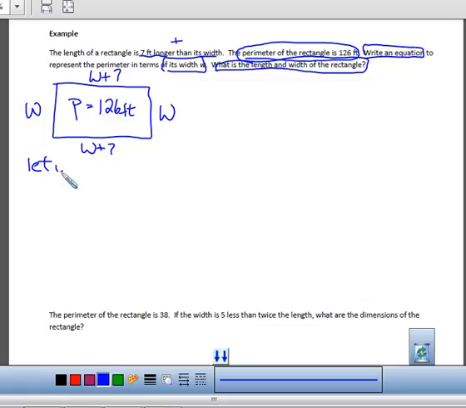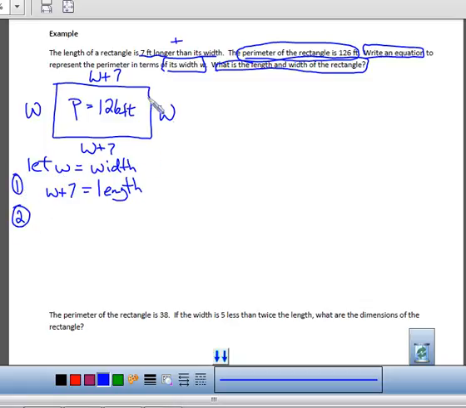Let W equal the width, and what is the length? W plus 7. So there's my step 1. Step 2, write an equation.